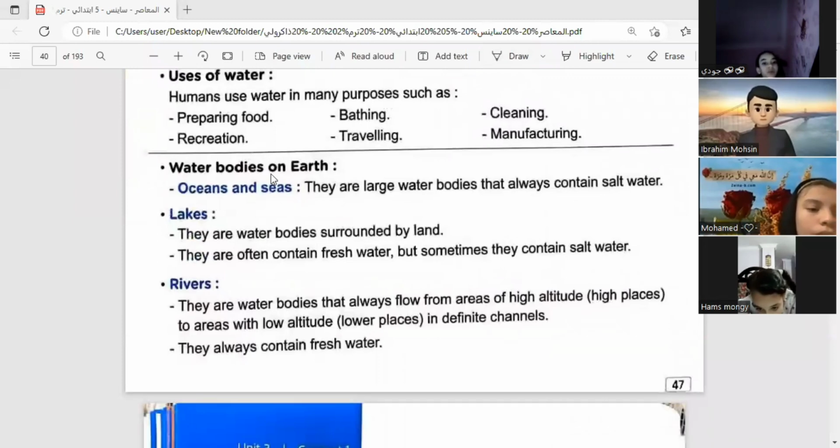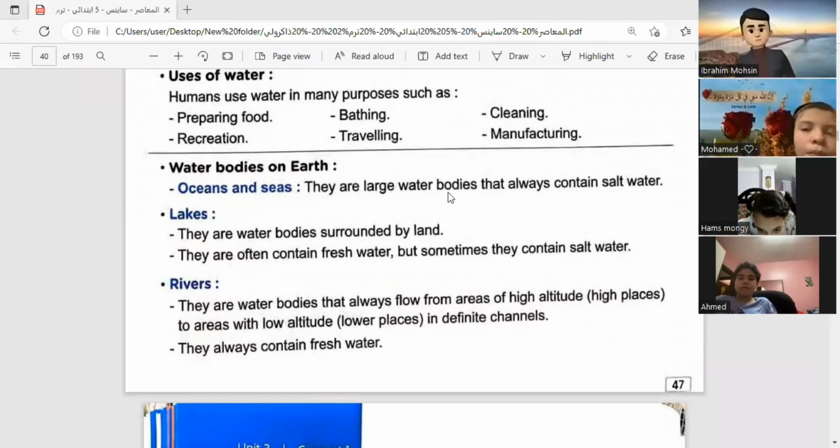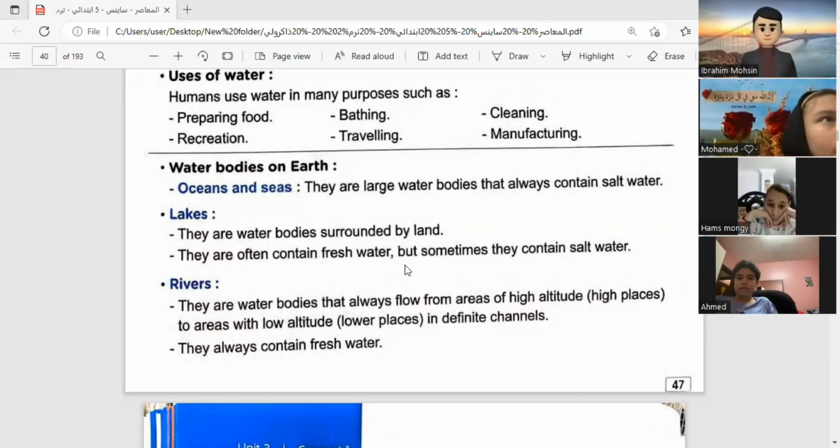Water bodies on Earth. Oceans and seas. They are large water bodies that always contain salt water. They do not have fresh water. And lakes. Lakes are water bodies surrounded by land. They often contain fresh water, and sometimes they contain salt water.